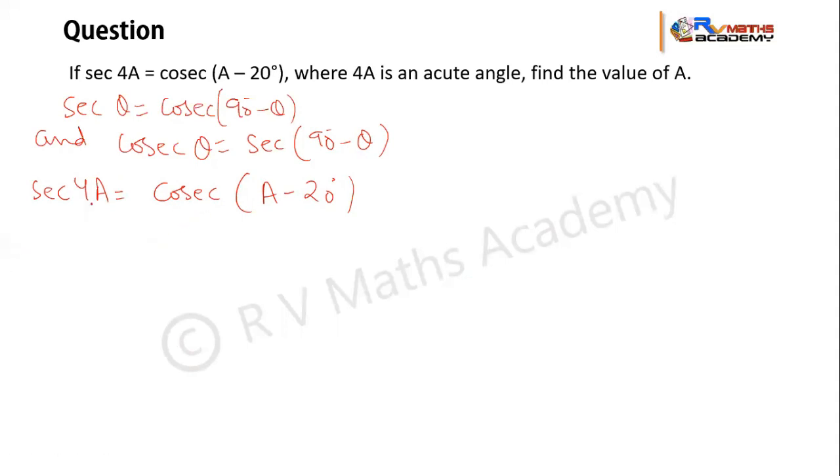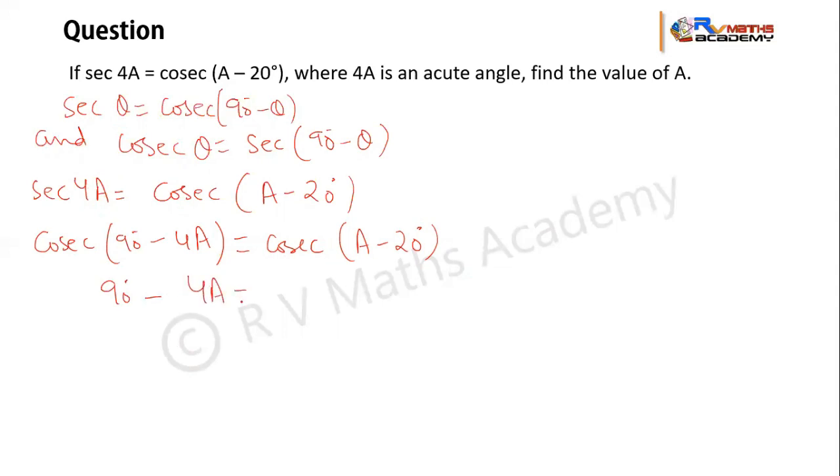So here, we know that sec theta is equal to cosec 90 minus theta. So in place of theta, it is 4A. So I can write it as cosec 90 degree minus 4A is equal to cosec A minus 22. Now here I am getting the same trigonometric ratio. So I can write 90 degree minus 4A is equal to A minus 20 degree.